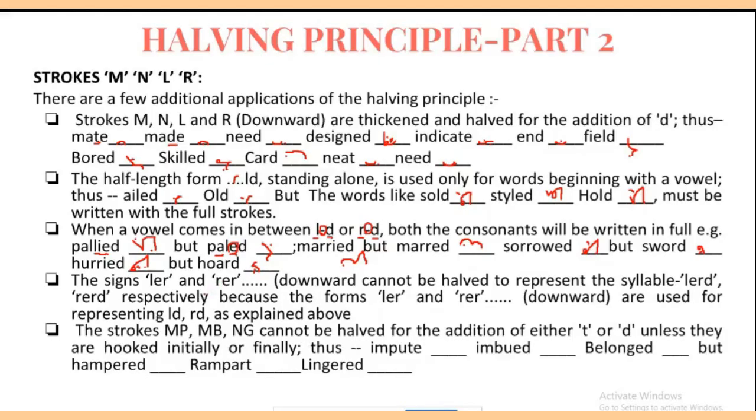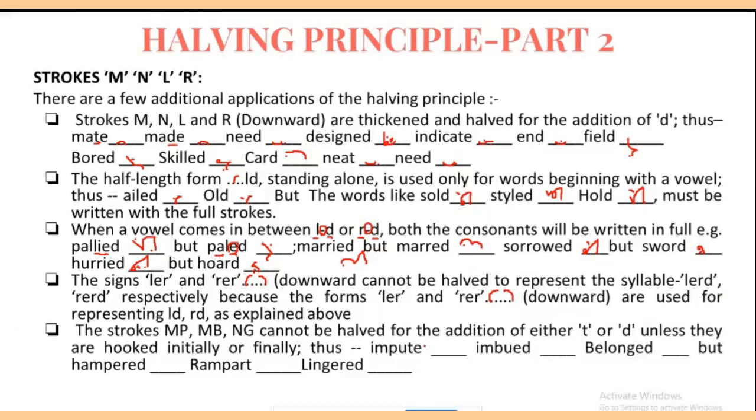The signs lur and rur, this is lur, this is rur, downward, cannot be halved to represent the syllables lur and rur. They cannot be halved respectively because the forms downward are used for representing LD or RD as explained above. Then we cannot use it for the same purpose. Lur is this and rur is this.